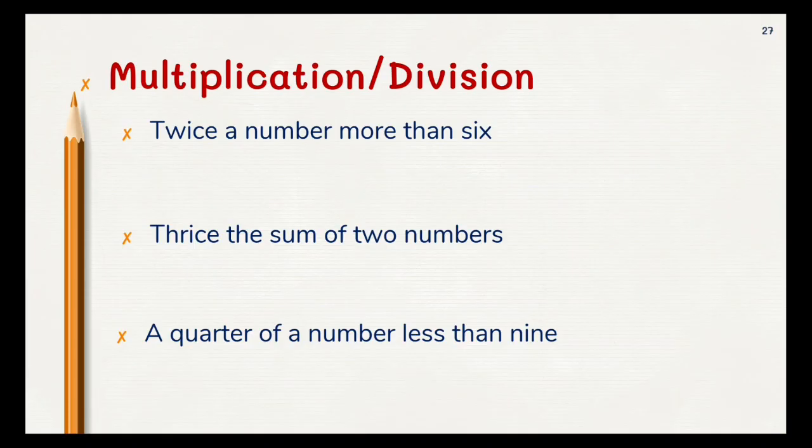Next, we have multiplication and division. Okay? Twice a number more than 6. So, see, twice would indicate 2. A number, we don't know, so let's say x. More than indicates plus, and then we have 6. So, that would mean you have 2x plus 6.